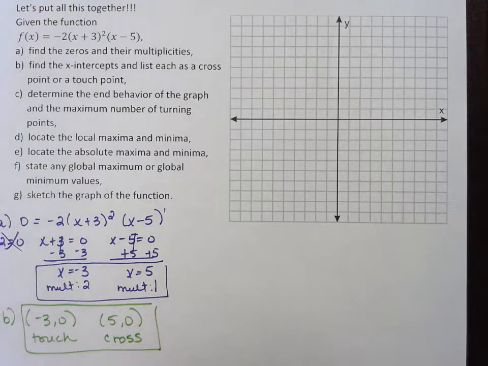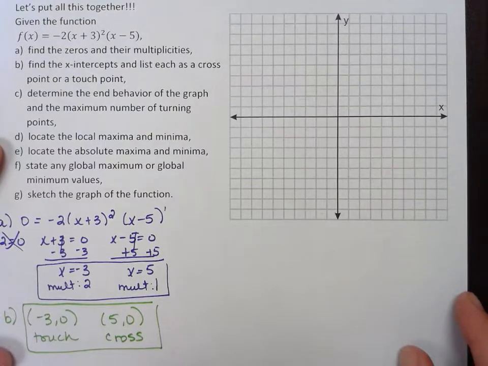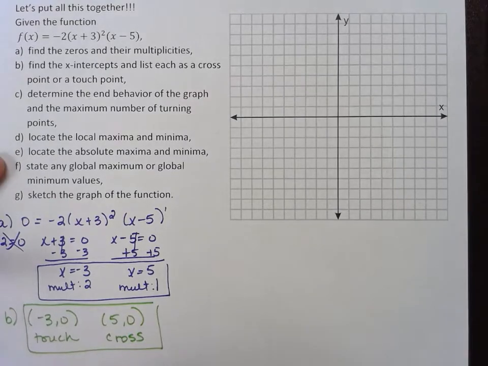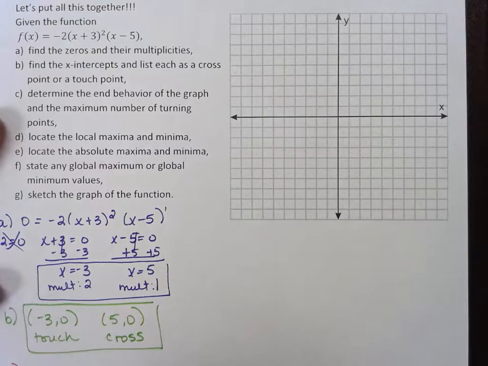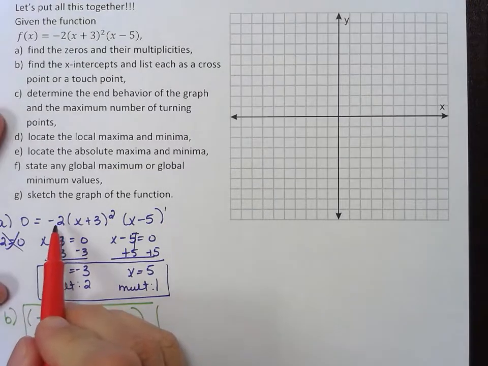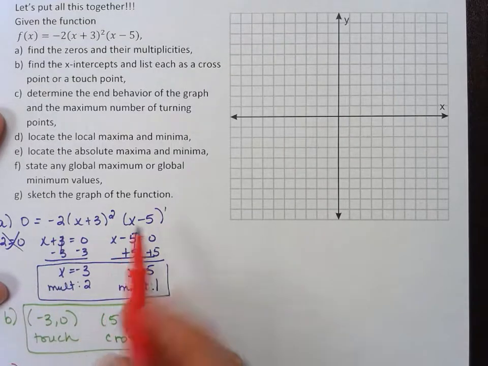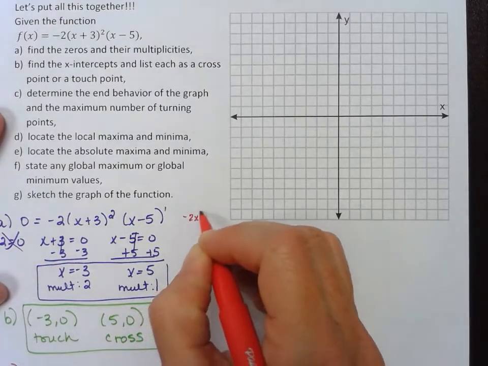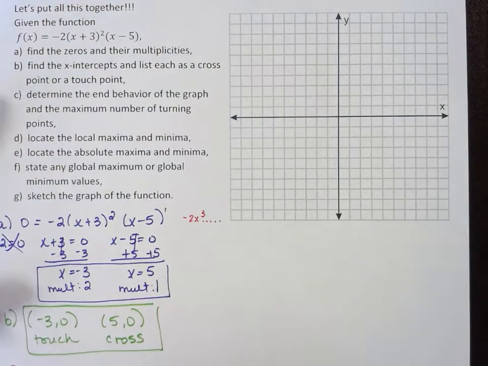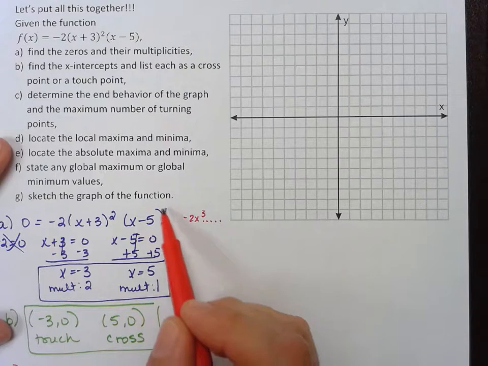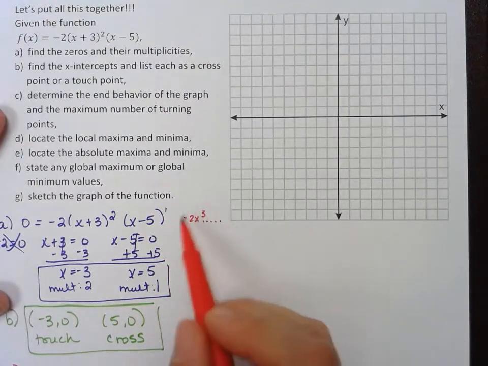Determine the end behavior of the graph and the maximum number of turning points. Alright, so looking at this function, the leading coefficient is -2. If you multiplied it out, that would be -2x squared times another x. So it would be a -2x cubed something something something, right? If you just look at the first little bit in each one and the exponents that go with them, it tells you what the degree is.